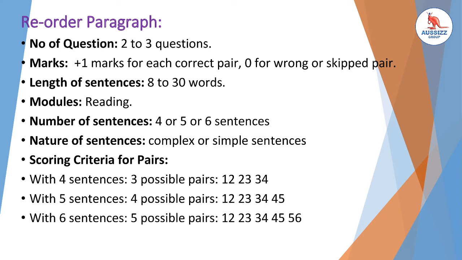So there are 3 pairs which are correct, and that's why you will get 3 out of 3 on the basis of the pairs correct. So we can expect one thing very clearly from here: if there are 4 sentences, the possible pairs would be 3. If there are 5 sentences, there can be 4 possible pairs. If there are 6 sentences, then there are 5 possible pairs. That is 1-2, 2-3, 3-4, 4-5 and 5-6.